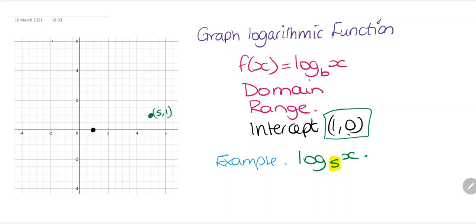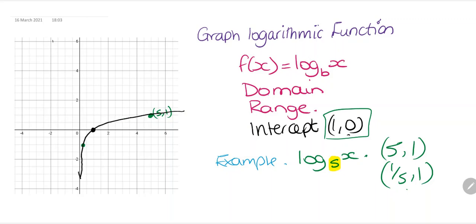And then we will have a point at the reciprocal of this. So we've got 5, 1, and we'll have a 5th, 1. A 5th would be round about here somewhere. Then if we were to draw this, it's going to do something like that. Now, this here will be for any log base that we try. So let's have a look at Desmos and have a look at a few.